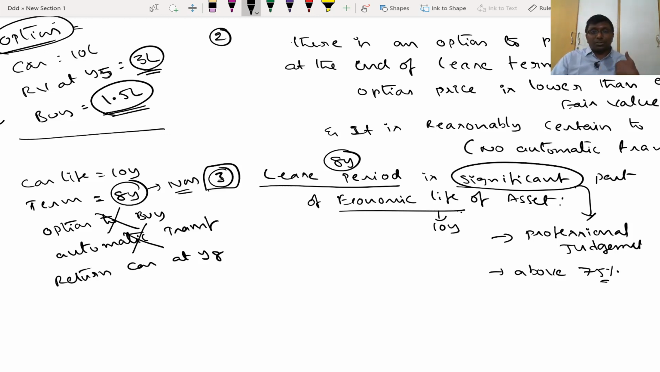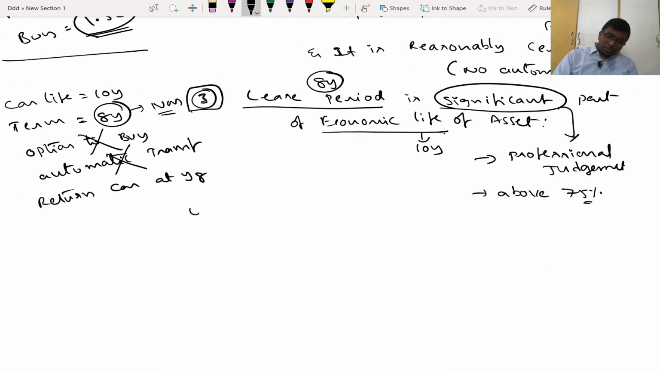This is my judgment. Anybody? Correct na? Right. No, I want to consider 80%. That is your judgment. Okay. No argument on that. It's my judgment. Fine. So above 75% can be considered. It's a professional judgment. It is not given by the standard. Very clear, straight, simple. Okay. Chalo. Next, the fourth one.